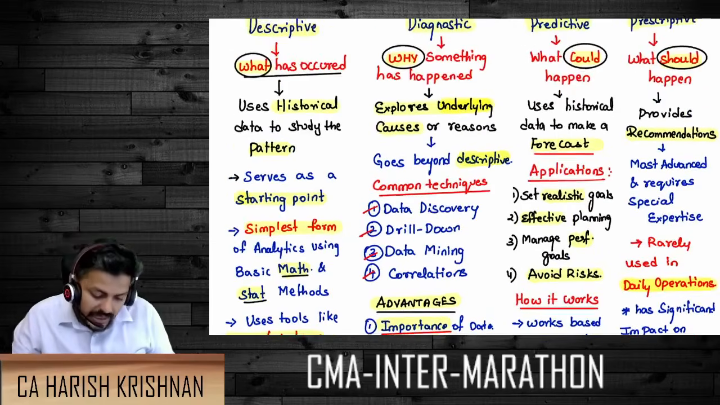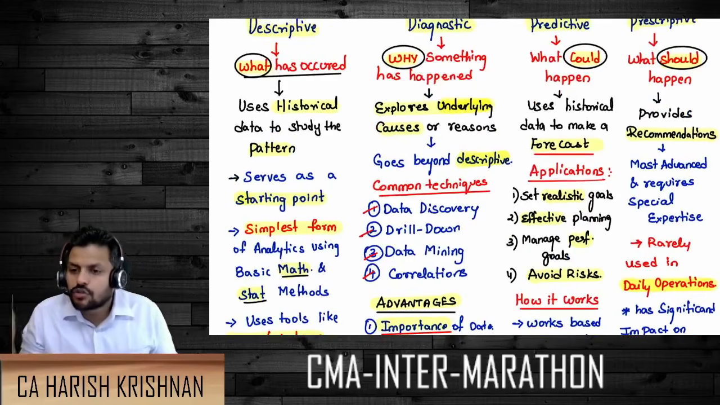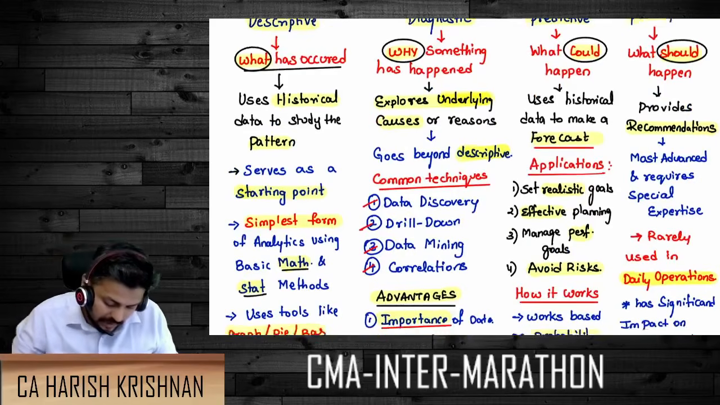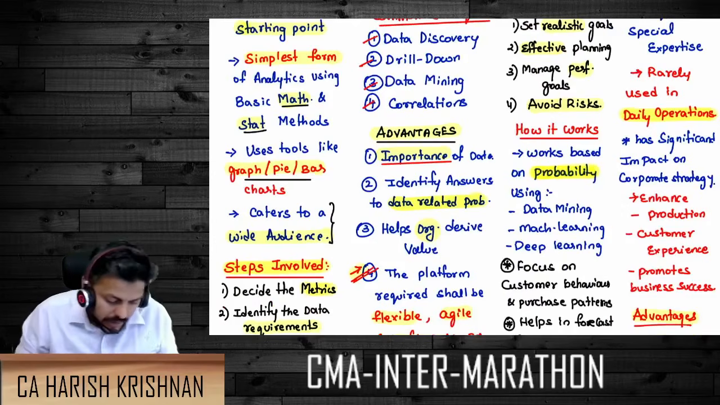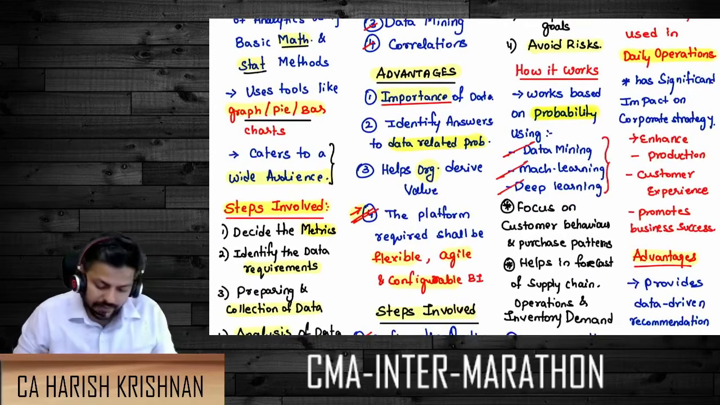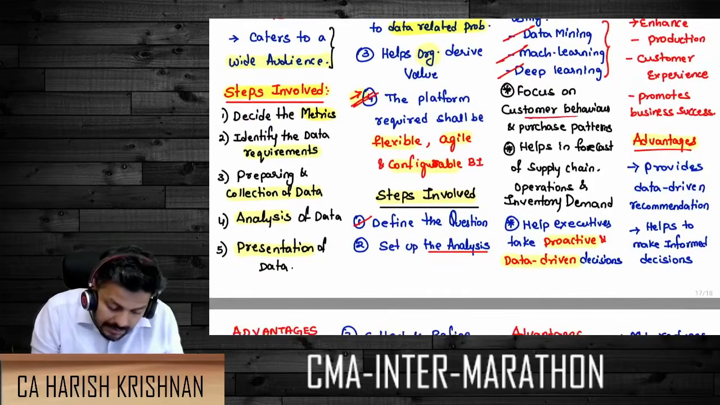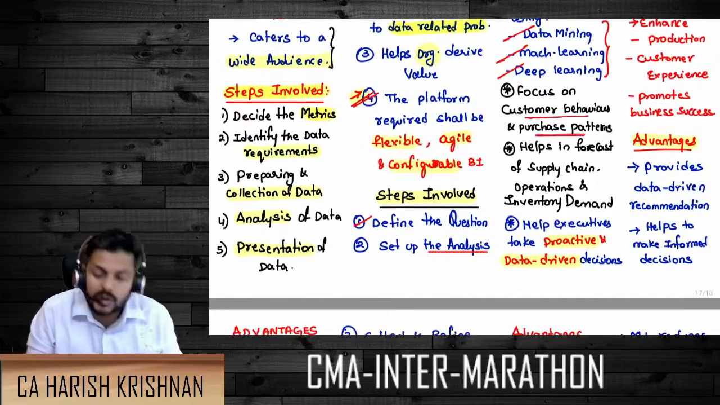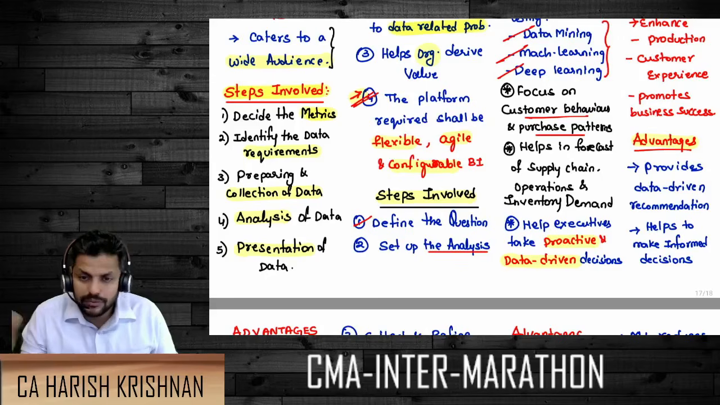And predictive analytics, as the name goes, is just a prediction. It works on probabilistic logic, using techniques like data mining, machine learning, and also deep learning. You can use predictive analytic techniques on customer behavior and purchase patterns. This is what Amazon, Flipkart, all these people do. That is why they keep sending you those recommendations.